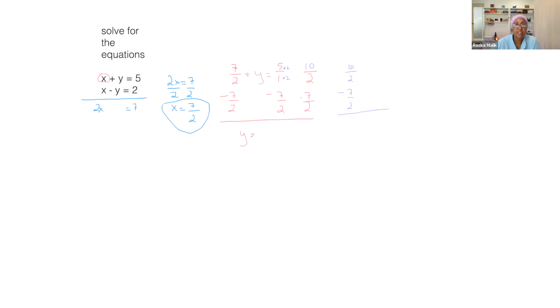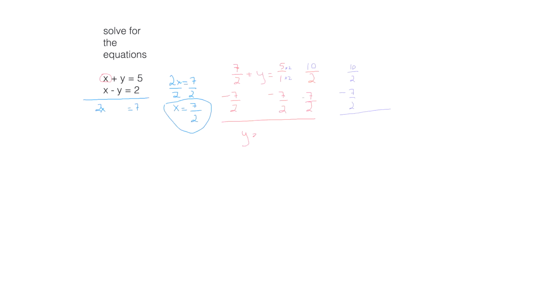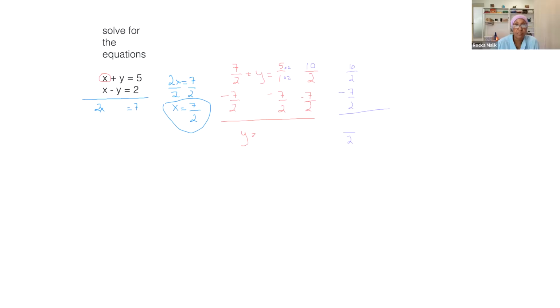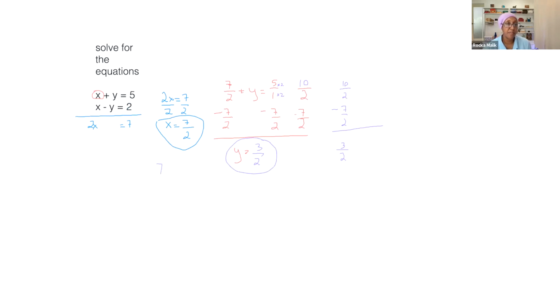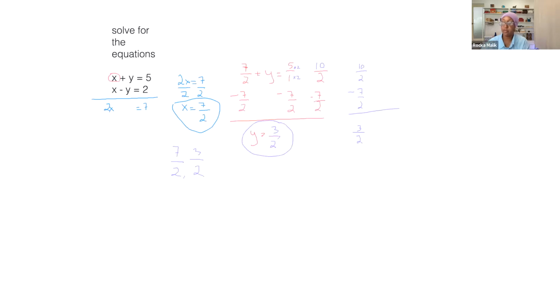So my answer is going to be something over 2. Would it be 3/2? 3 over 2. Okay, so my answer is 3 over 2. So I have a point. Thank goodness we're not graphing this. I have a point that is 7 over 2, comma 3 over 2. And you have to write the answer as a point because 2 lines will meet at 1 point.